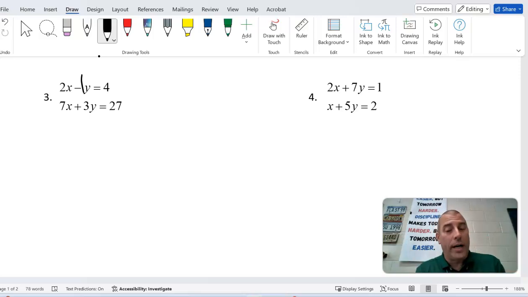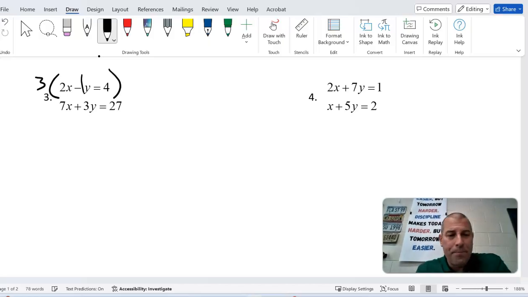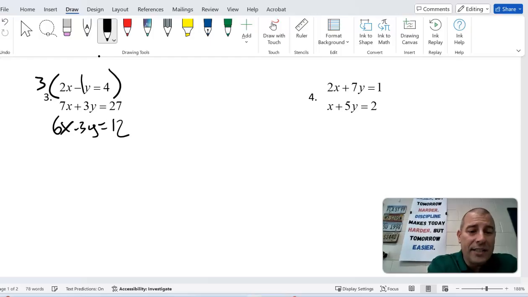Now, things we want to keep in mind. We always want opposite signs because when we add opposites together, we get 0, and that's when the elimination happens. So in this particular case, I'm going to multiply everyone up here by 3. I'm just going to tuck it below it there. So 3 times 2x, well, that's a 6x. 3 times negative 1y, that's a negative 3y. 3 times 4, that's a 12. So remember, if you multiply an entire equation by the same number, it's completely street legal.